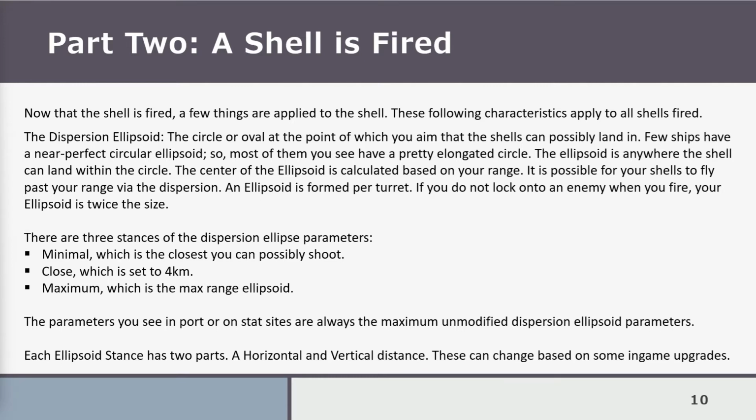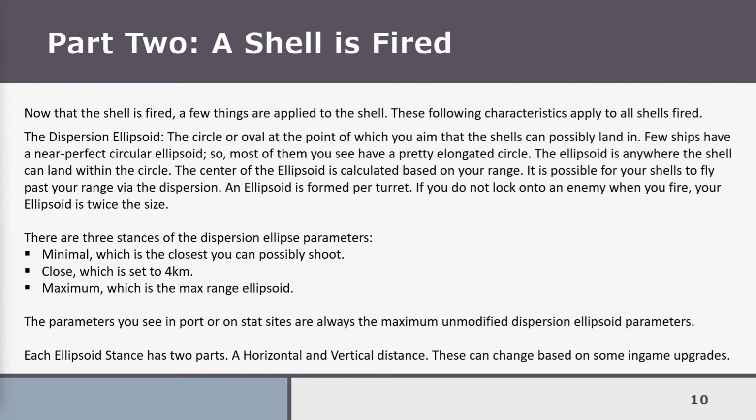There are three stances at which the ellipsoid parameter is hit. So there's minimal, which is the closest you can shoot. That is a separate calculation of a super small ellipsoid. That one's really hard to find in the game, and there's really no set parameters as to which that one is. The close one is the ellipsoid you get at 4 kilometers. Your ellipsoid size scales between 4 kilometers and the next stance, which is the maximum, which is the largest you can be. That's where it primarily scales.